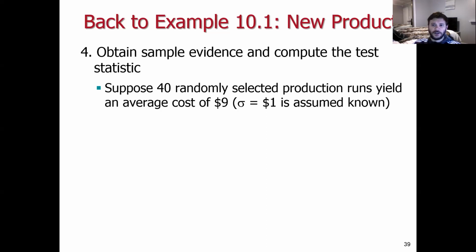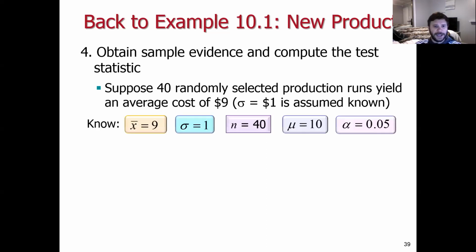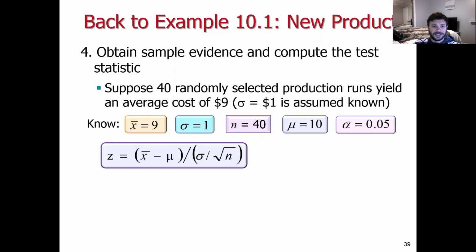So here are the parameters we're given. We have a mean of 9, a sigma of 1, we have a sample size of 40, the hypothesized population mean that defines our threshold is 10, and our alpha level is 5%. So we're going to use this information now to compute the test statistic. Okay, so we can go ahead, plug these values in here, and compute the z-score for the test statistic, which comes out to minus 6.32.